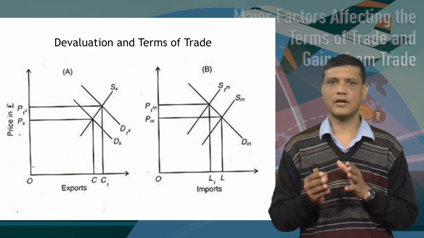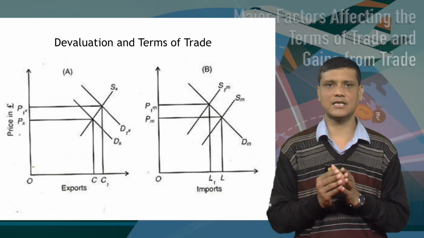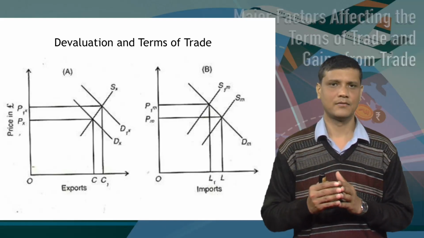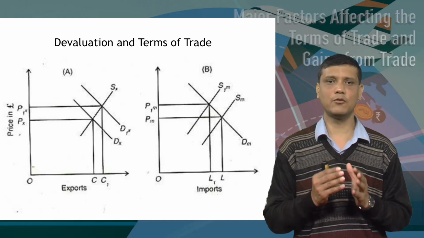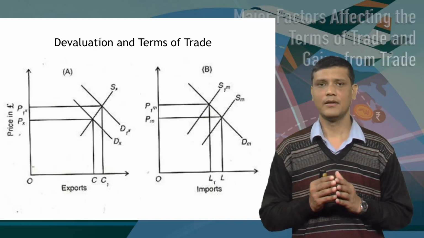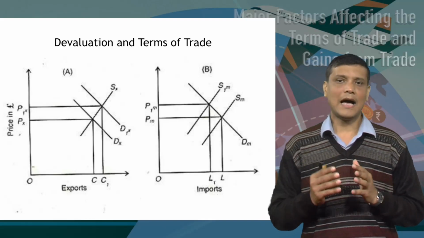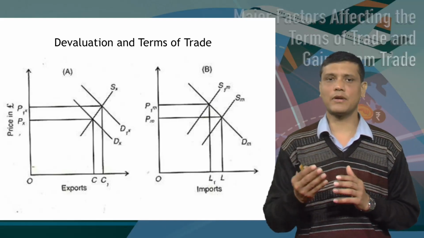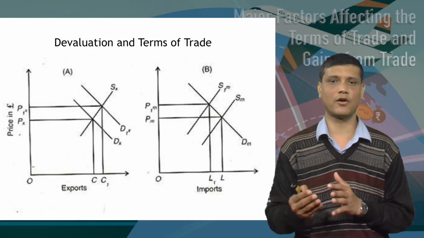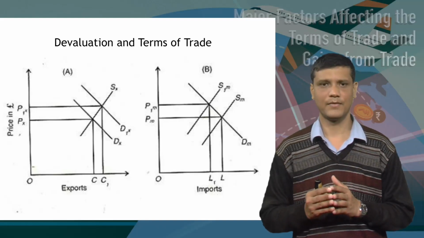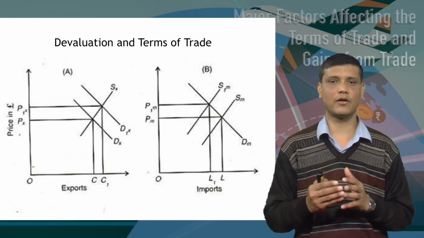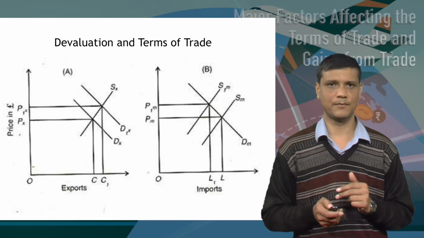A comparison reveals that the export price has risen more than the import price. That is, PXP1X is greater than PMP1M, and while exports have risen from OC to OC1, imports have fallen from OL to OL1. This proves that the terms of trade have improved for England after devaluation.